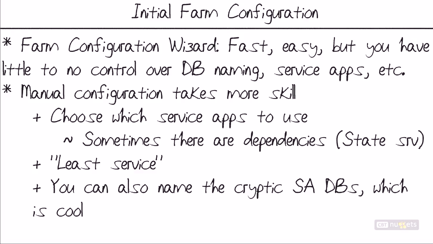You have to be a farm administrator to log into Central Administration. And when you do that for the first time, you'll get a little pop-up window that asks you, do you want to configure your farm using a wizard, or do you want to do it manually? The upside to using the wizard is that it's click, click, next. It's fast and easy. The big downside is you have little to no control over what happens.